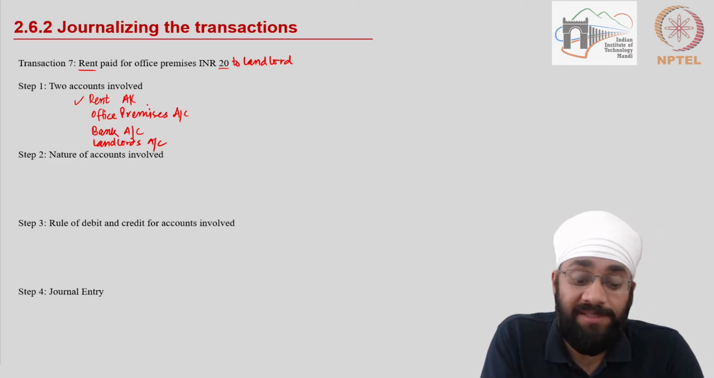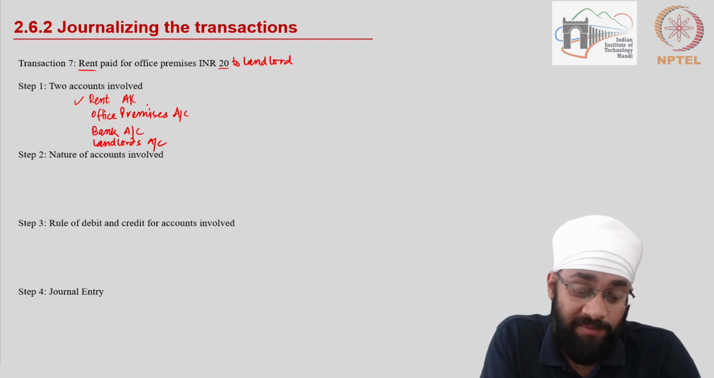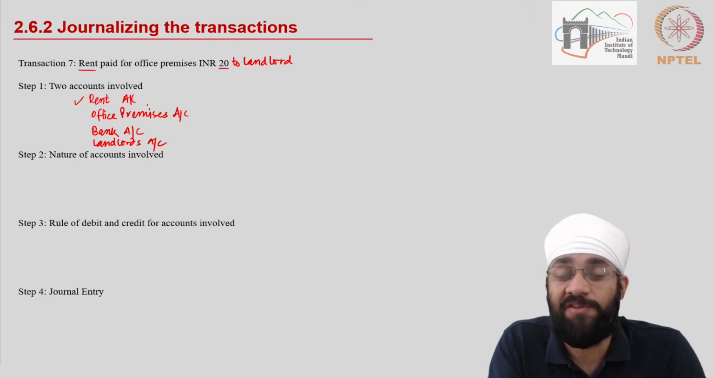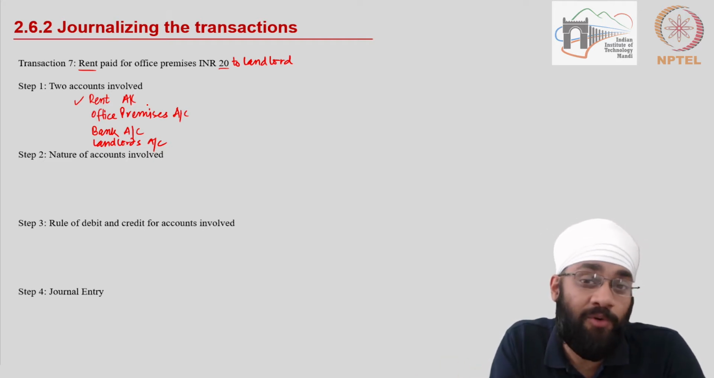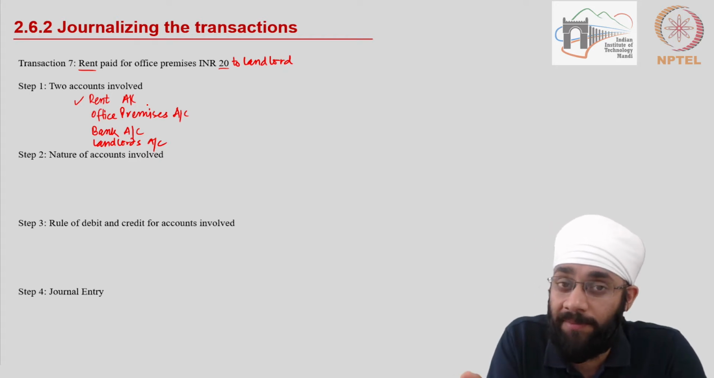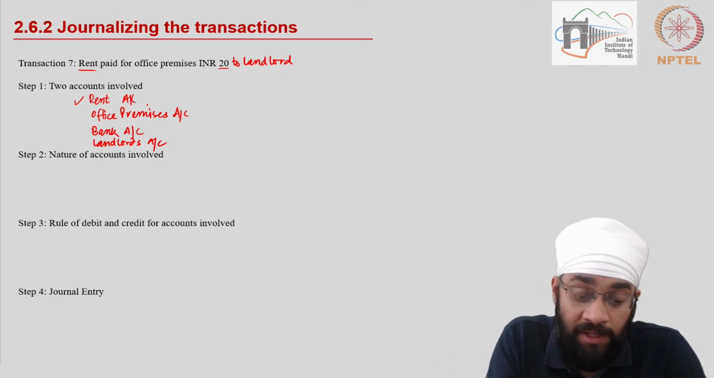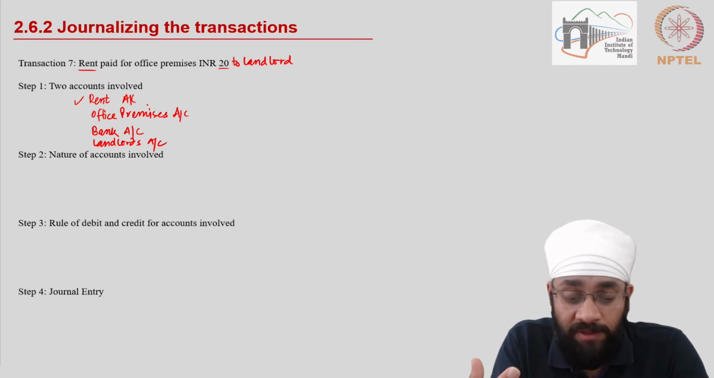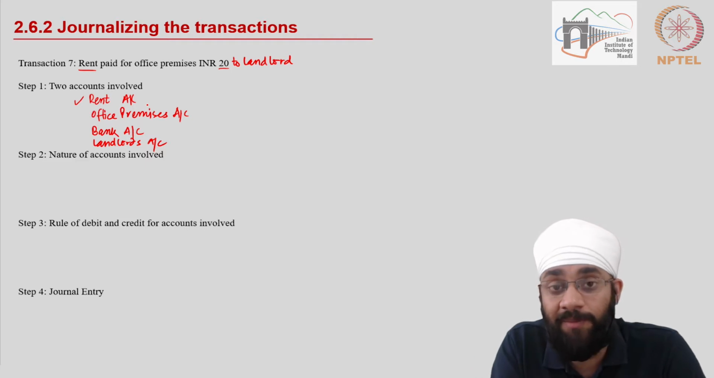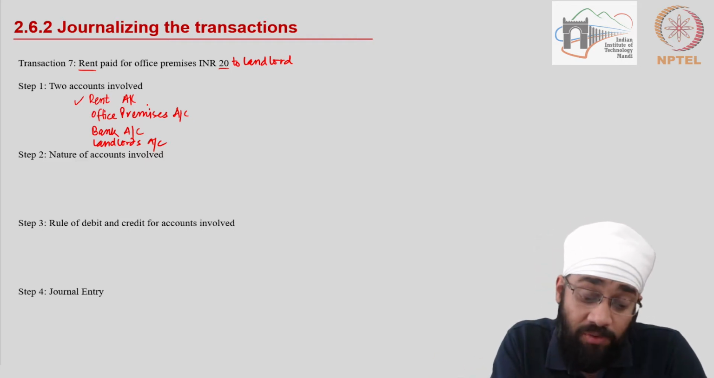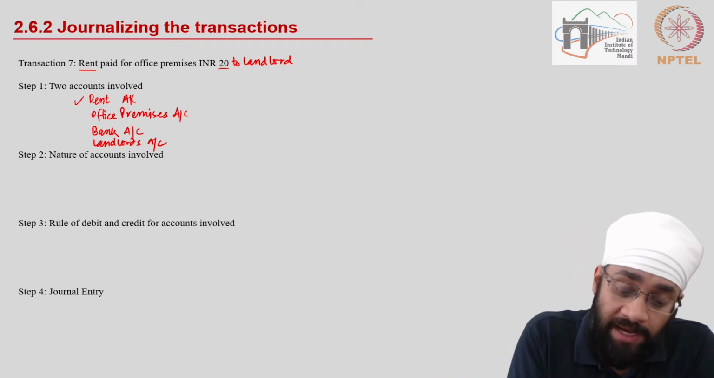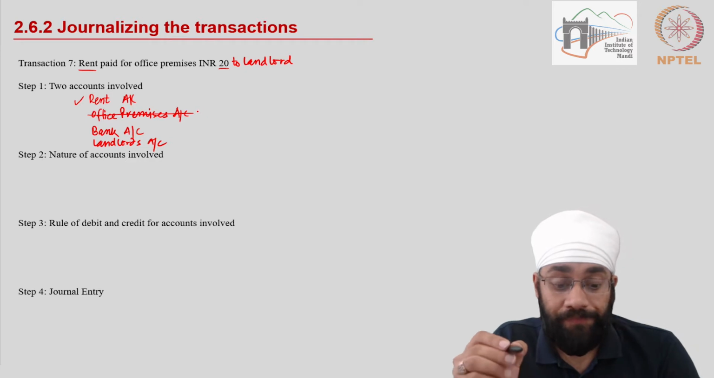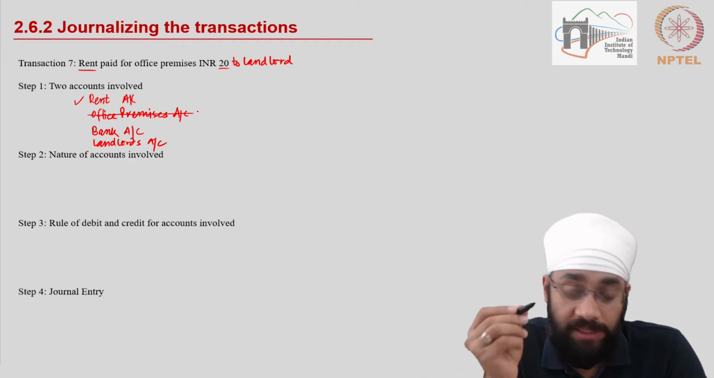Now, if you create a record for office premises account, it would seem like you own the office premises. But you don't. You only have a right to use it temporarily based upon the rent you paid. So the rent account has inherent in itself the message that the rent is being paid for office premises. At best, you could say rent for office premises account. You could do that as well. So I do not want to create a new office premises account because that will be misleading.